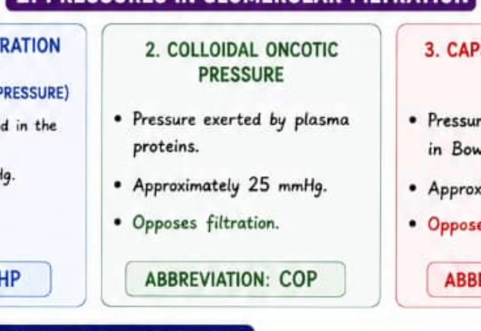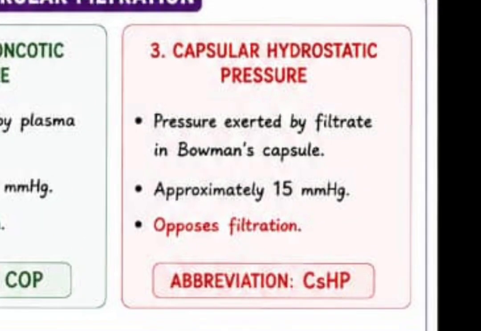The last one is capsular hydrostatic pressure. Capsular hydrostatic pressure is the pressure exerted by the filtrate in the Bowman's capsule. When filtrate passes through and enters the Bowman's capsule, it will journey to the PCT, loop of Henle, DCT. There is an upward pressure in the Bowman's capsule, preventing excess fluid from being filtered from the glomerular capillary. So the Bowman's capsule exerts an upward and inhibiting pressure.